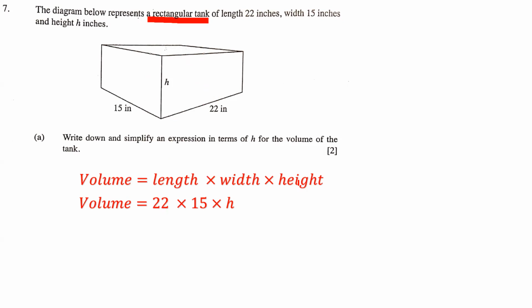So length times width times height is our equation. We know 22 times 15. We know that h is the height. They haven't given us a numerical value for h. So we multiply 22 times 15, that gives us 330. And 330 times h is just 330h. And so an expression in terms of h for the volume of the tank is 330h.